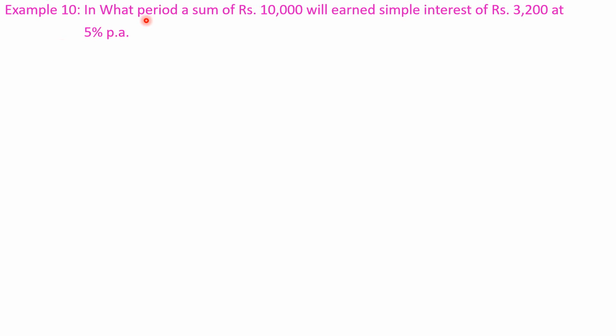Example number 10. In what period will a sum of rupees 10,000 earn simple interest of rupees 3,200 at 5% per annum? In this problem, we have to find the period. The given information is P is equal to 10,000, the beginning amount. The rate of interest R is equal to 5%, and simple interest is rupees 3,200. We have to find the period, the number of years.